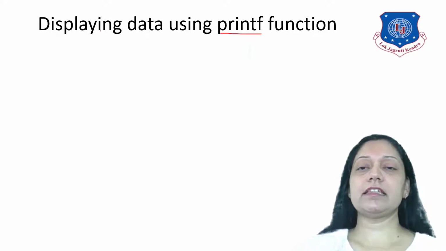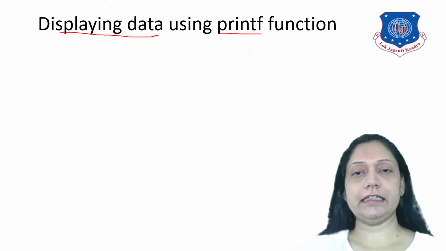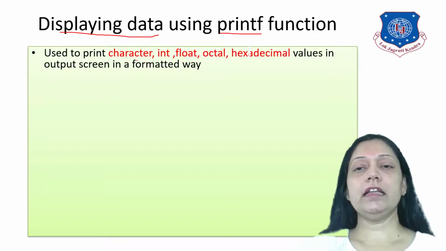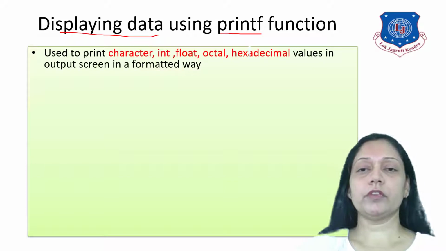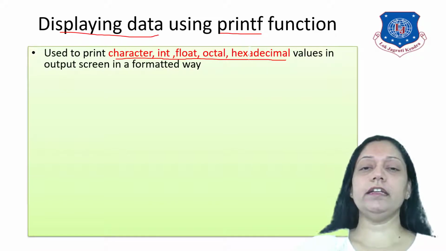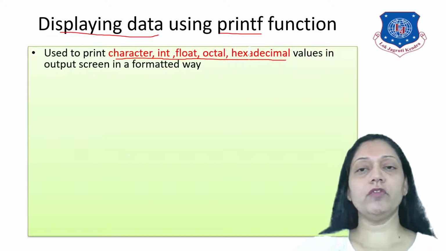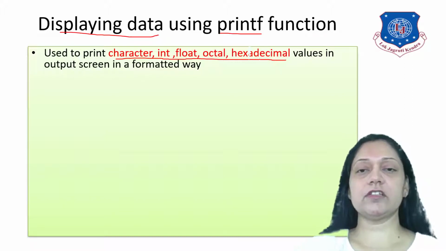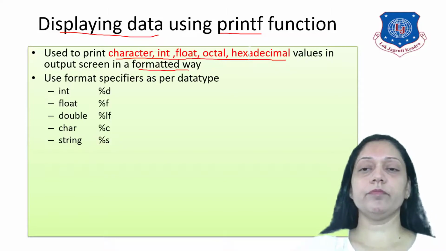Okay, printf, as I said, is used for displaying data on the monitor. Now, what data can you display as output? The data can be of any of these data types: character, integer, that is a whole number, float, floating point numbers, octal or hexadecimal values. All these types of output you can display using printf in a specific, that is formatted, way.